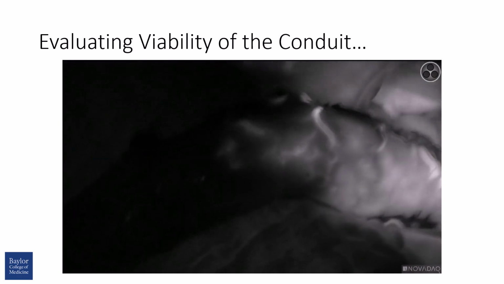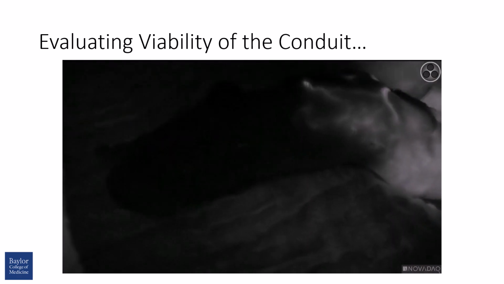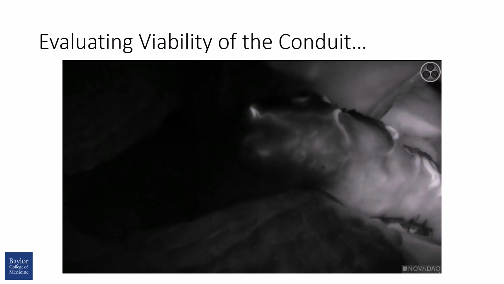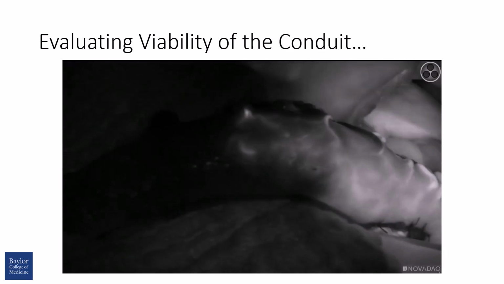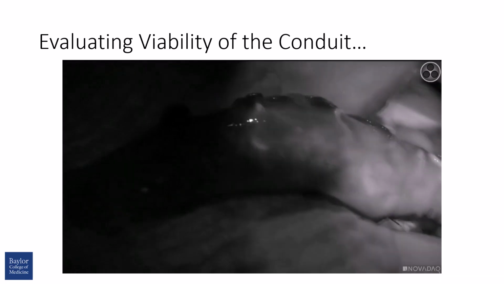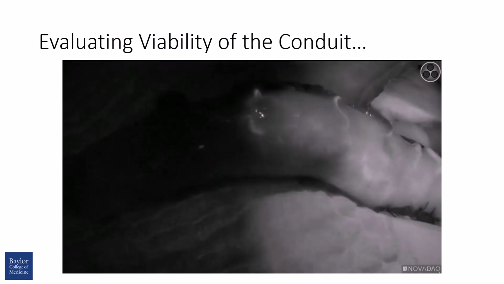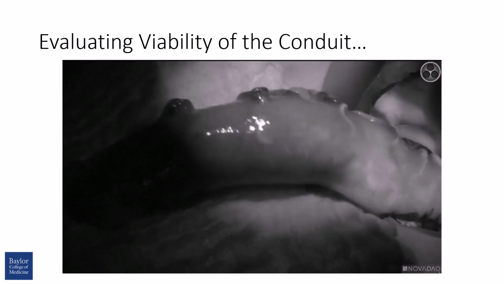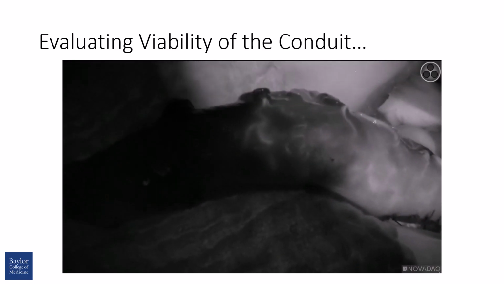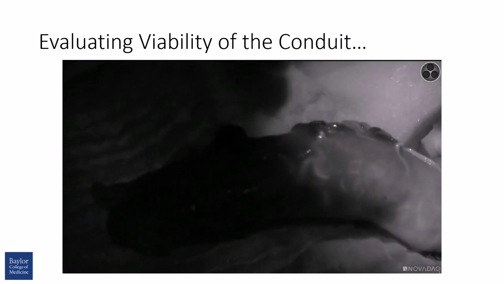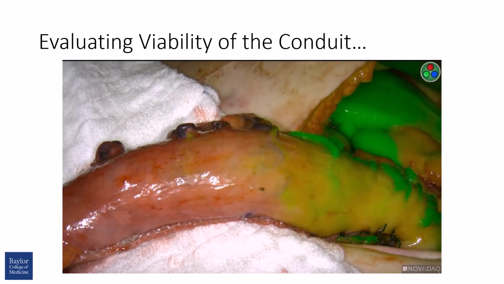In this particular patient, you can see clearly the terminal end of the conduit does not get adequate blood supply. It is only the proximal half of the gastric conduit that has adequate blood supply for reconstruction. And in this case, I would not try to use this conduit for interposition.